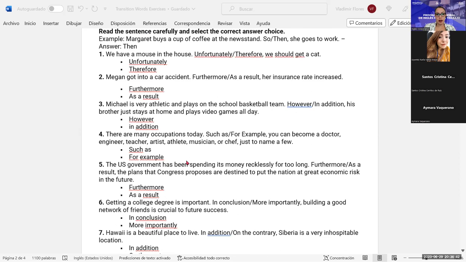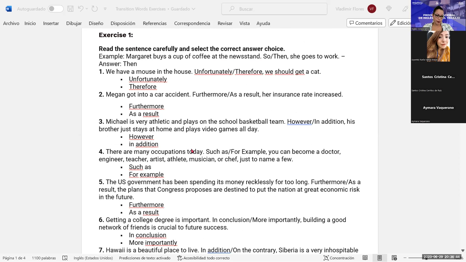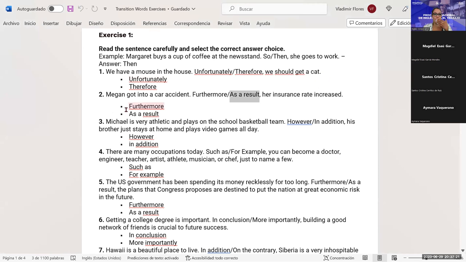Okay, we're going to check. Let's see, a volunteer for number two. Megan got into a car accident. Furthermore, or as a result? As a result. Excellent. That's correct. The answer for number two is as a result. So yes, excellent. Thank you so much.